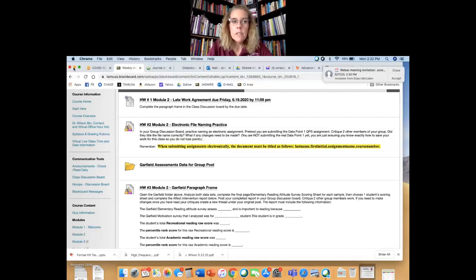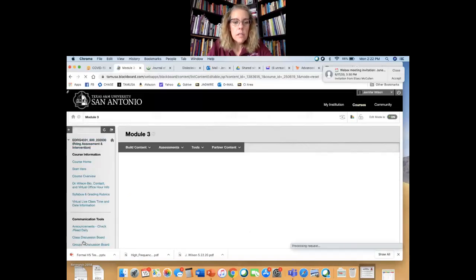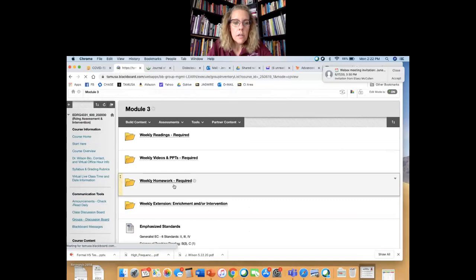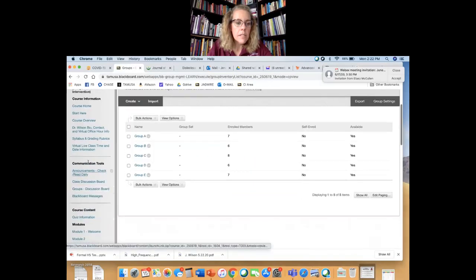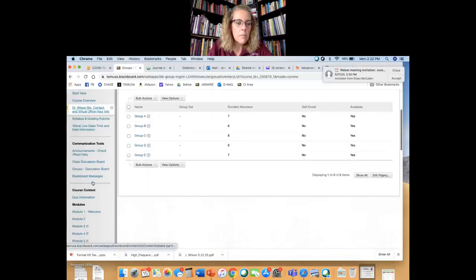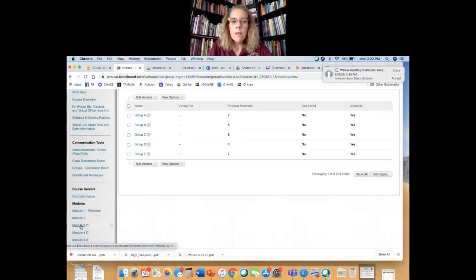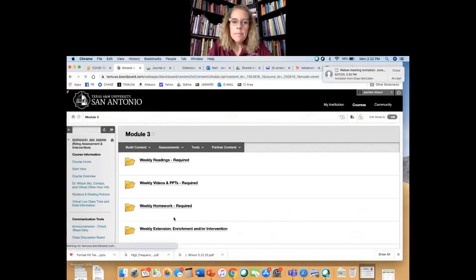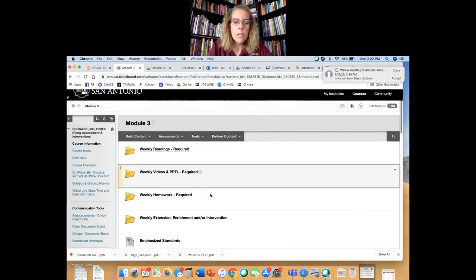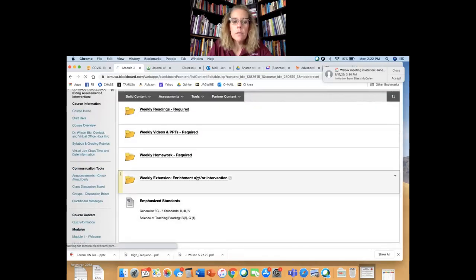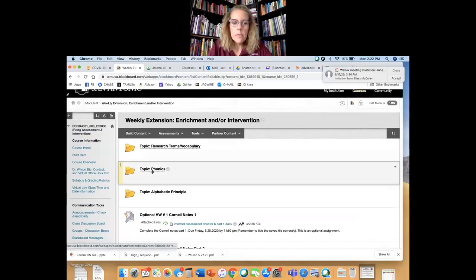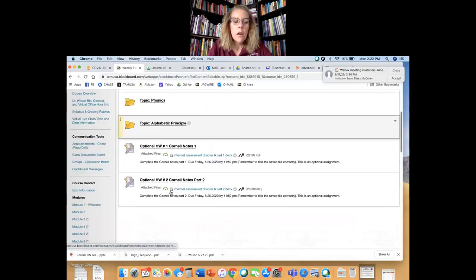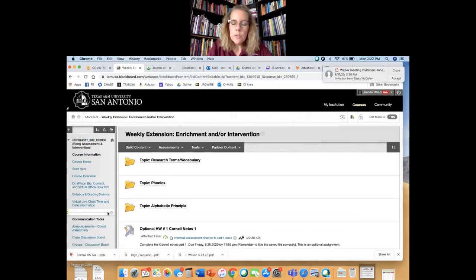But as you get into Module 3, I can actually show you, inside of Module 3 on extensions, there are some intervention pages for you to go to. One of my favorites is Reading Rockets. Reading Rockets is a website, but inside of the website, tons of really great interventions. This is intervention for phonics, intervention for alphabetic principle, and right now you're just doing motivation.